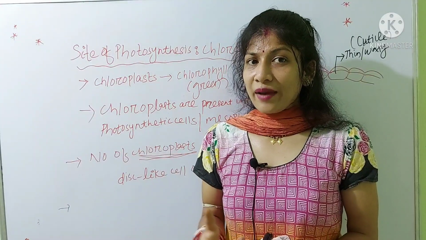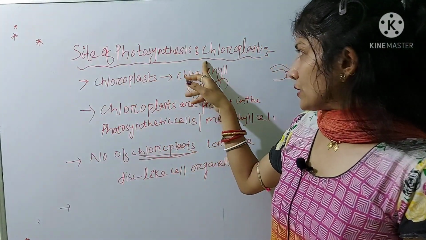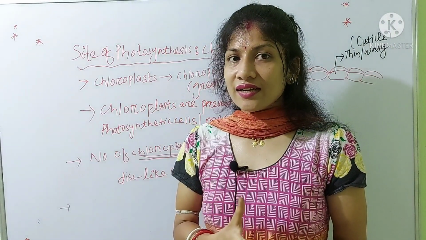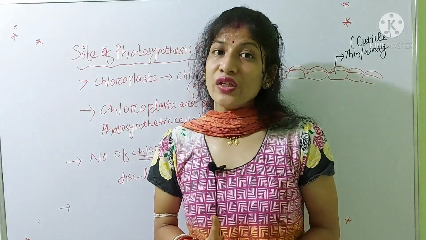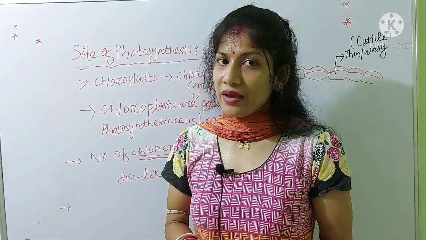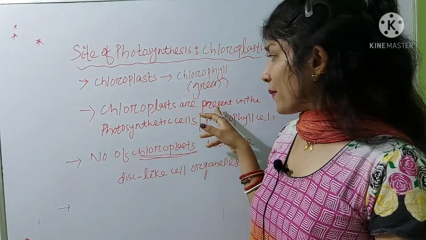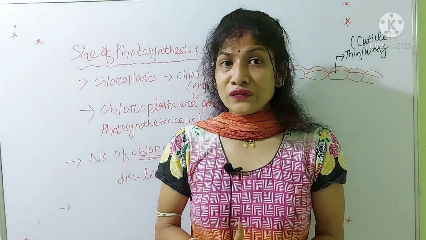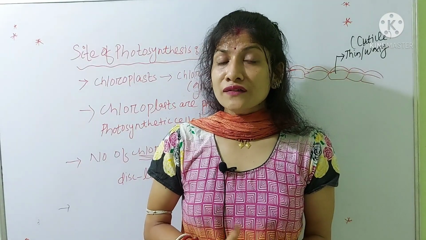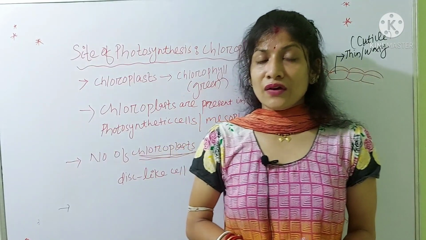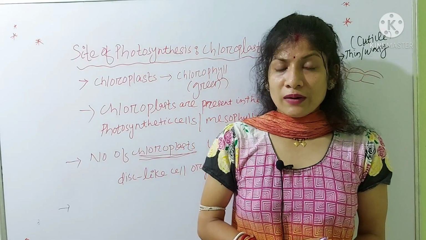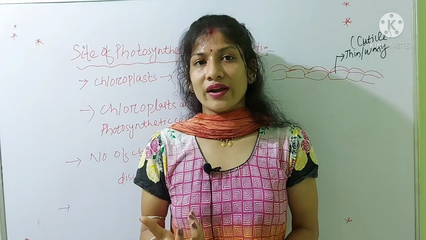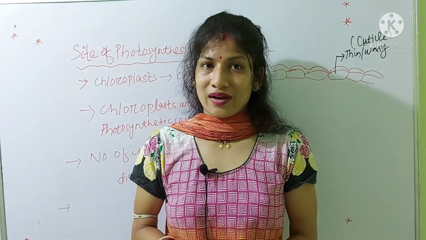Okay students, again I am repeating, the site of photosynthesis is the chloroplast. Chloroplasts are the green colored cell organelles which contain the green pigment, the chlorophyll. The chloroplasts are present in the photosynthetic cell or the mesophyll cell. If we observe the cross section of the leaf under a light microscope, we are able to see numerous disc-like cell organelles which are called chloroplasts.